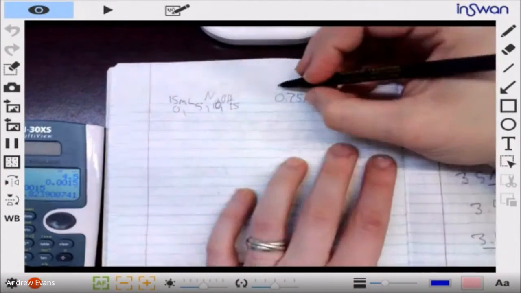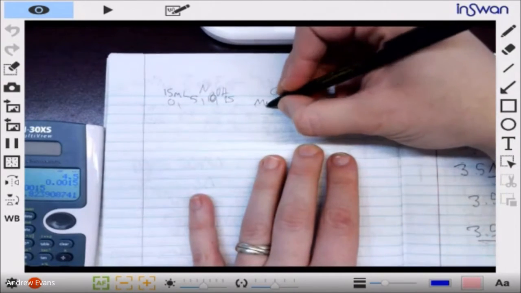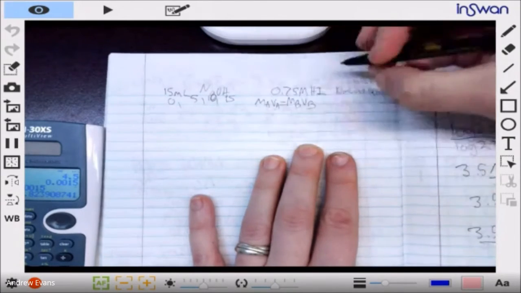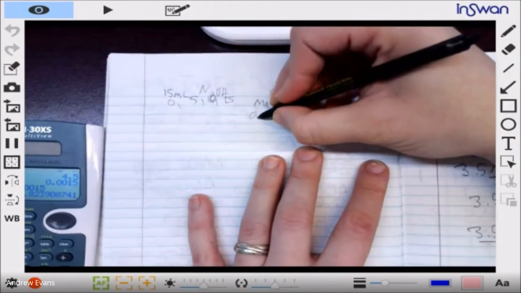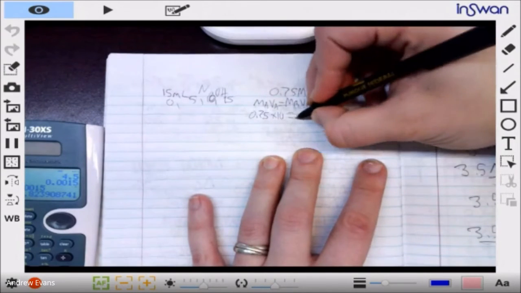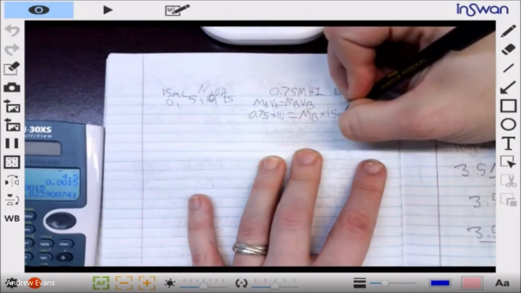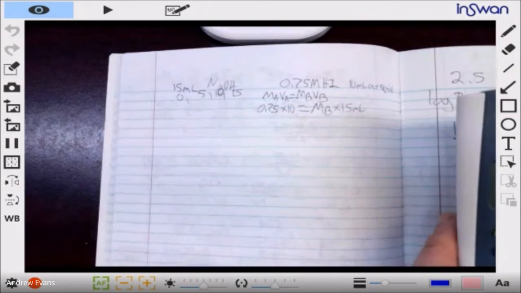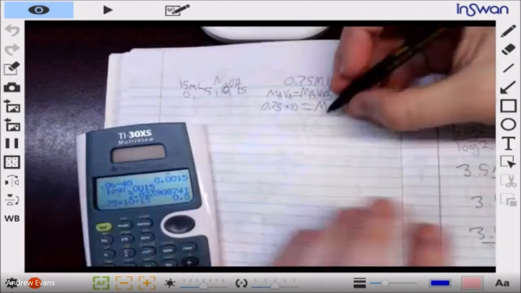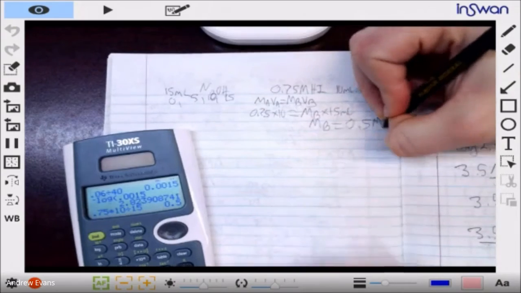Step one, once again, is what is the molarity of base? MA, VA equals MB, VB. So we have 0.75 molar. We have 10 mils. We have 15 mils. So the molarity of base is 0.5. So molarity of base is 0.5 molar.